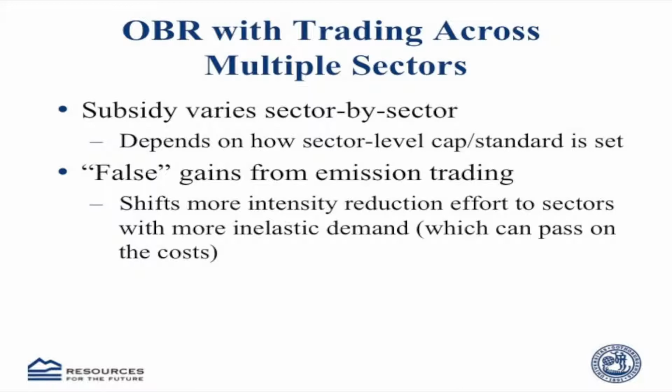Now it gets a little more complicated if you have rebating, but you also allow trading across multiple sectors. So the subsidy is going to depend sector by sector typically. You know, you're thinking about average emissions and production. So how it works can sort of depend on how the sector level cap or the standard is set. But one issue you have, so I mean, this was a big issue in the benchmarking process, and also in the Waxman-Markey proposal, like figuring out what an appropriate emissions intensity is for each sector and what to base it on.